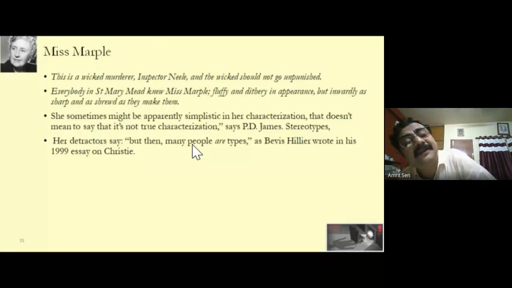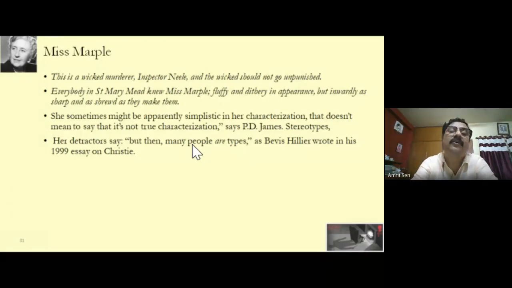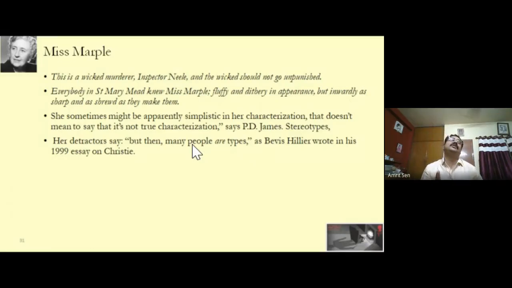আচ্ছা, মিস মার্পলের কথাটা আমি একটু বলি, তার কারণ মিস মার্পল articulates the ideological position of the detective. কি বলছে? This is a wicked murderer, Inspector, and the wicked should not go unpunished. আমি বারবার করে তোমাদের যেটা বলেছি, that in detective fiction there is a crime, and the crime is a violation of the human code, and therefore it must be punished. এটা কিন্তু একটা legal framework, legal penal framework, right? এখানে কিন্তু we do not really get into morality, right?